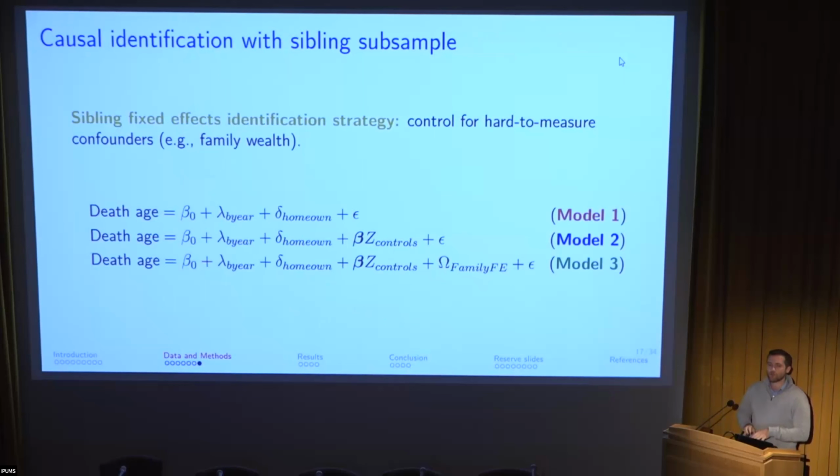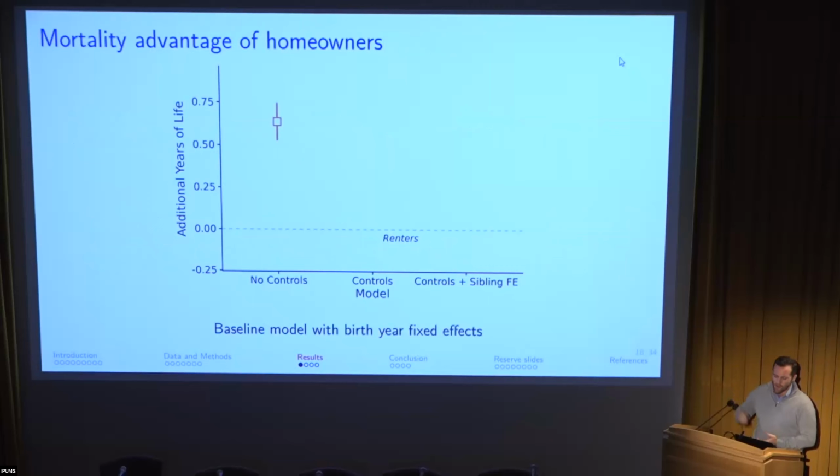Next we turn to our sibling subsample and think a little bit more about causal identification. I'm going to argue that we're getting at causal identification through a sibling fixed effects identification strategy. The goal here is to control for hard to measure confounders such as family wealth. I'm going to show you those exact same models that I just showed you on the sibling sample. And then I'm going to add in a third model where I control for family fixed effects and also birth order effects.